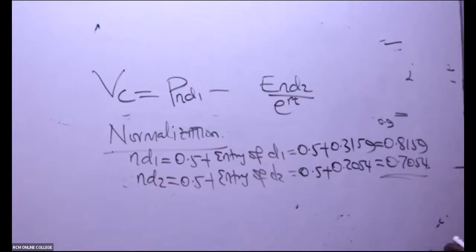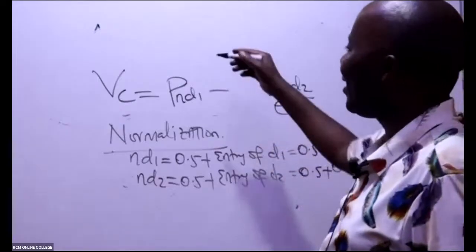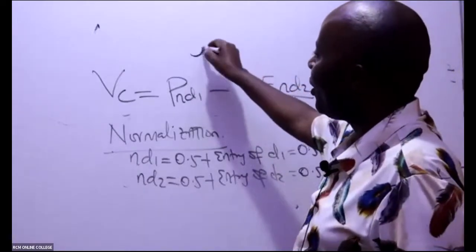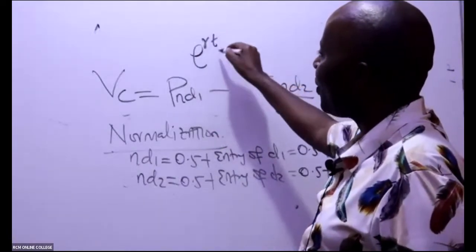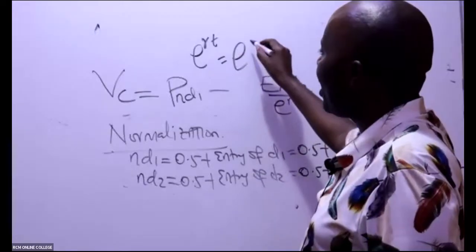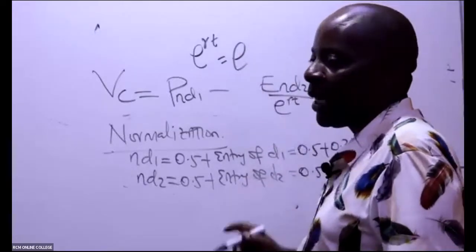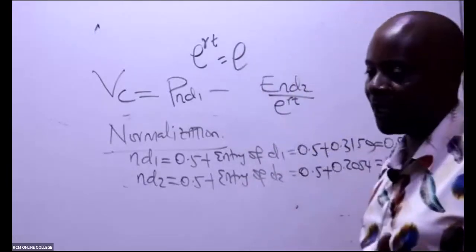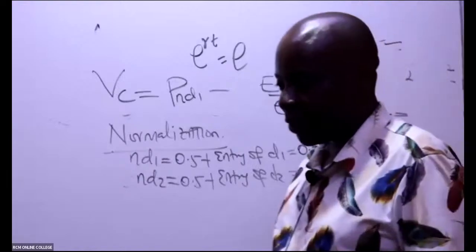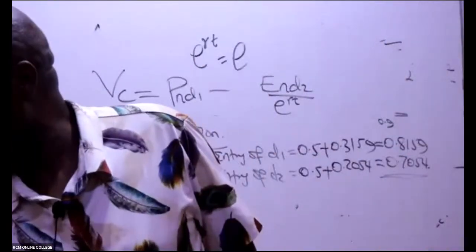So the first thing you'll do is to give us e raised to rt. So this will be e raised to our r. Do you remember our r? Our r is the risk-free rate. Is there somebody who is able to remind us what this r is?